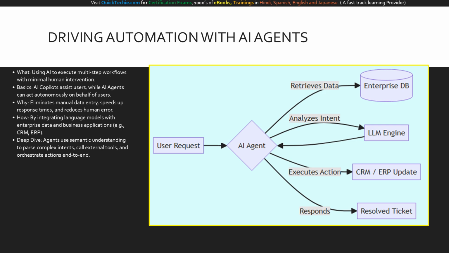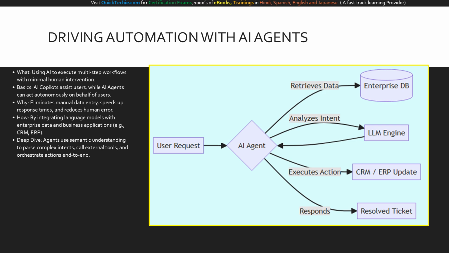It starts on the left with a user request. In a traditional setup, a human would manually process this. Here, the AI agent sits at the center. Follow the arrows. The agent first reaches into your enterprise database to retrieve context. It then sends that data to the LLM engine to analyze the intent and formulate a plan.